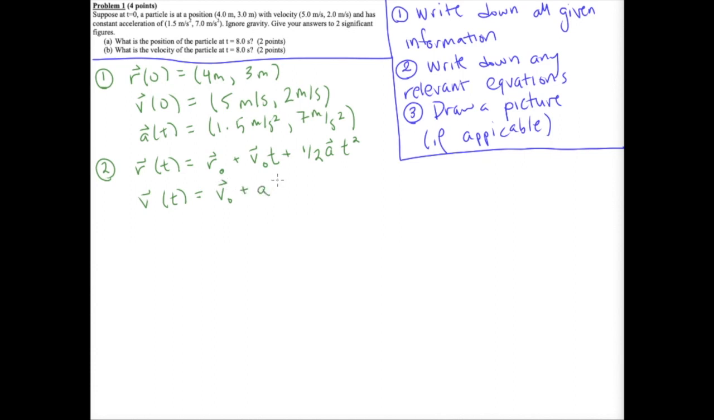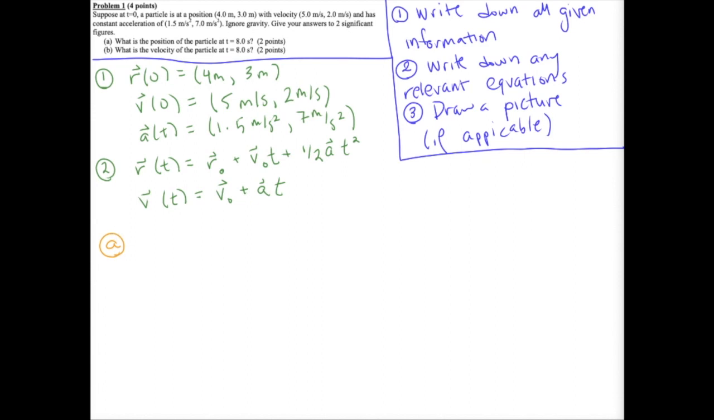Finish writing that down. And then the third step is to draw a picture if applicable. In this specific problem, we don't really need to draw a picture. It would be kind of tricky to draw one because it's hard to know where the vectors are going, since at this point we only know information for t equals 0. So I'm going to skip the picture in this case.